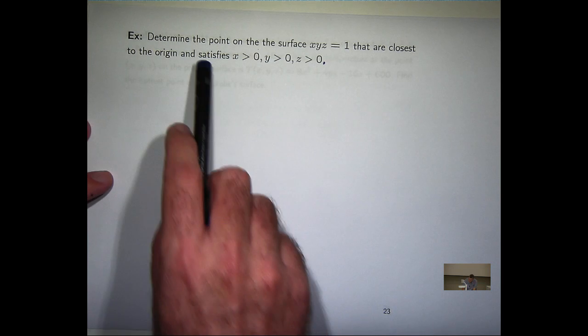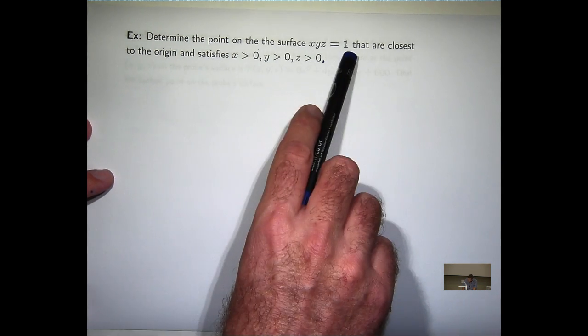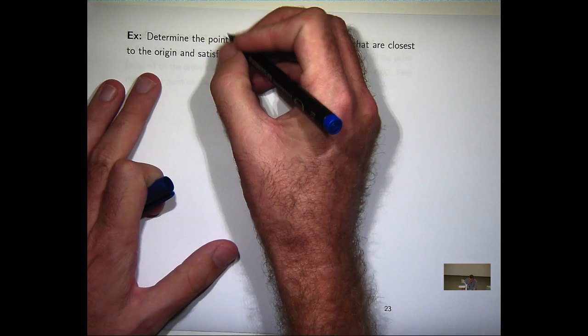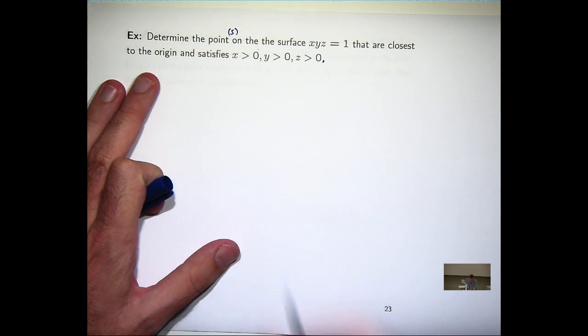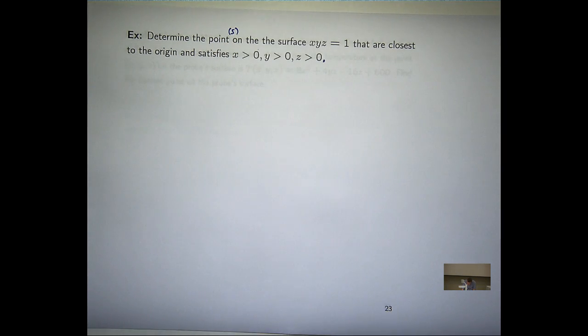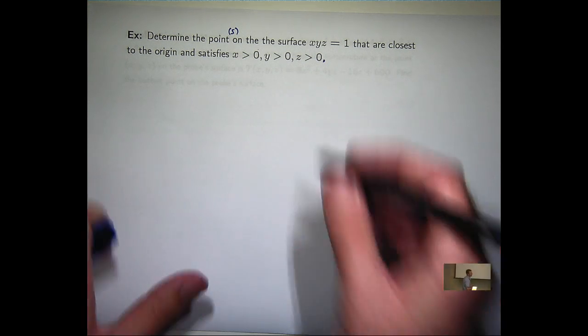Determine the point on the following surface, or I guess points, that are closest to the origin. And in particular, the points that have positive values. I guess the components are positive. Okay, so we've got our constraint equation. We can form it from there.